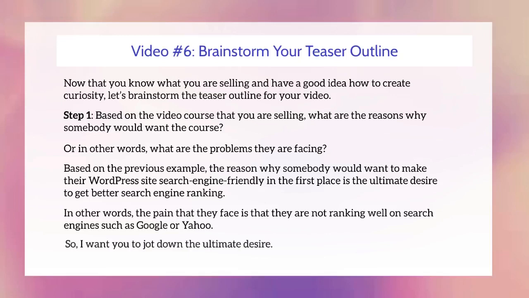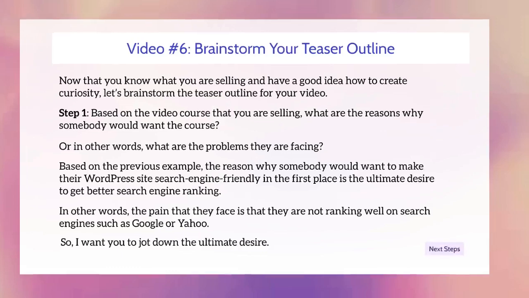So I want you to pause this video right now and jot down the ultimate desire. What does that look like in terms of the video course that you are selling right now? Okay, so hopefully you have that written down. Step number 2 is, what is the roadblock that is preventing them from reaching the ultimate desire? So you wrote down the desire, but what is preventing them from reaching that?